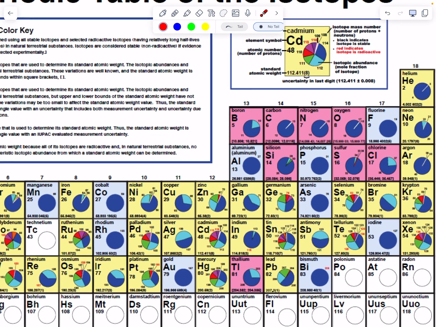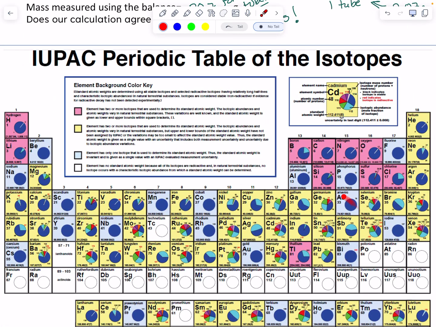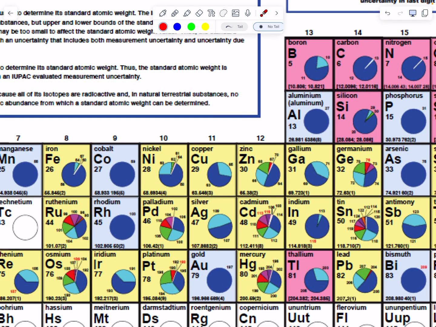Whereas if we look at some of these elements in the middle of the periodic table, you will see that their pie charts have lots of different color slices. There are lots of different isotopes of these elements, okay? And again, this is if you take a sample of that material and analyze all the atoms in it: what are the masses, how many neutrons does each atom in that sample have?